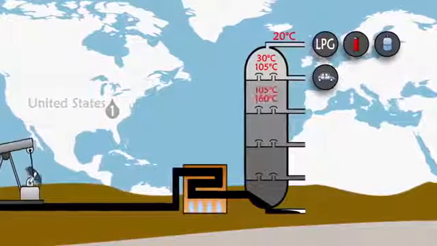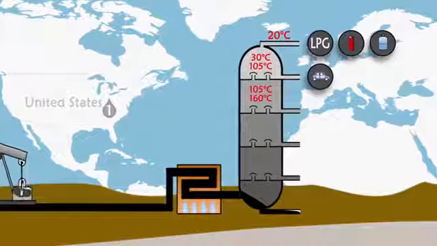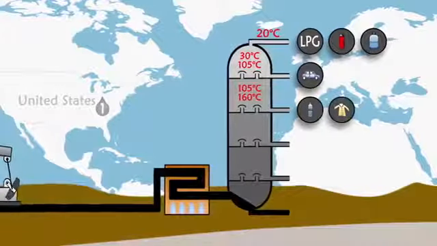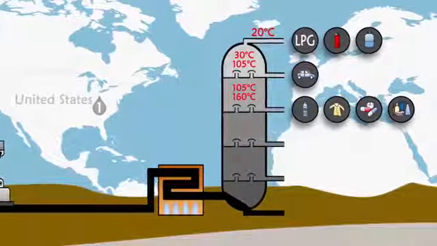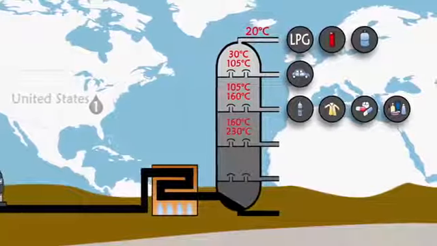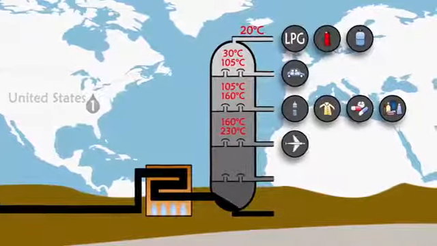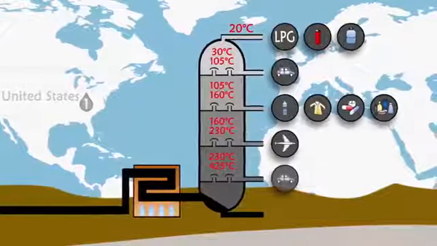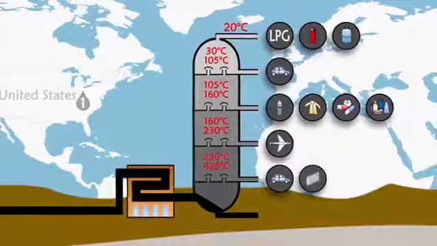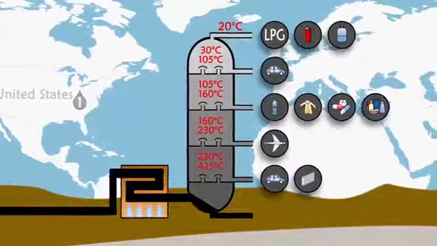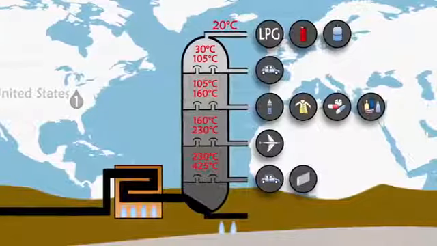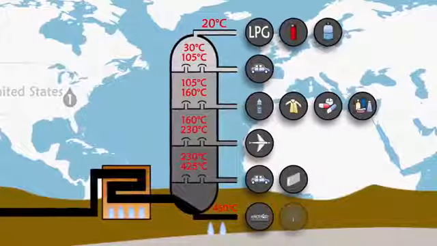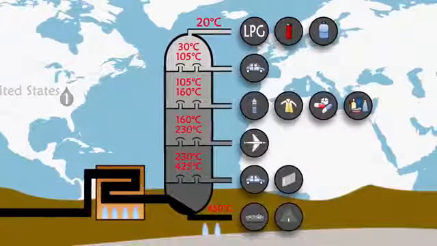Between 105 and 160 degrees Celsius, naphtha is created, used in petrochemicals in order to create plastics, synthetic textiles, drugs and cosmetics. Between 160 and 230 degrees Celsius, kerosene is obtained for aviation. Between 230 and 425 degrees Celsius, diesel is created for cars and heating oil for domestic purposes. Finally, the thick high-sulfur residue is heated to above 450 degrees Celsius to form heavy fuel oil used by ships and to obtain bitumen used for road construction and roofing.